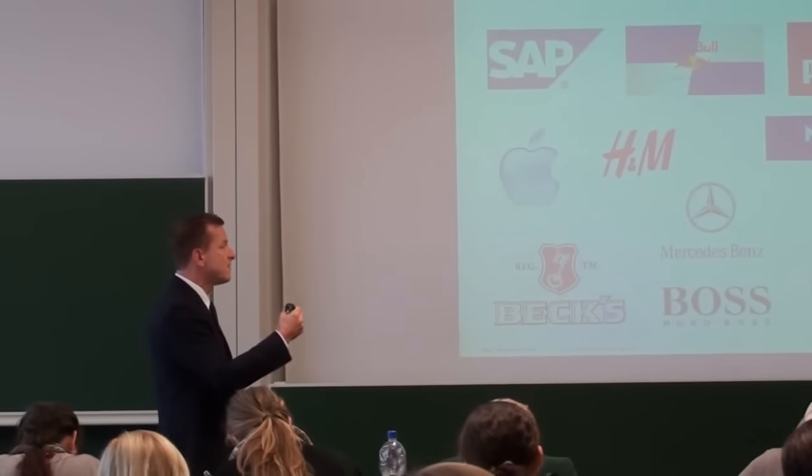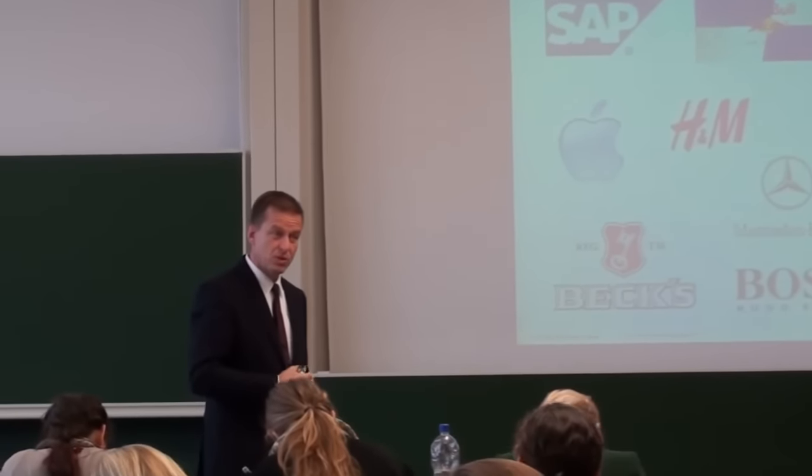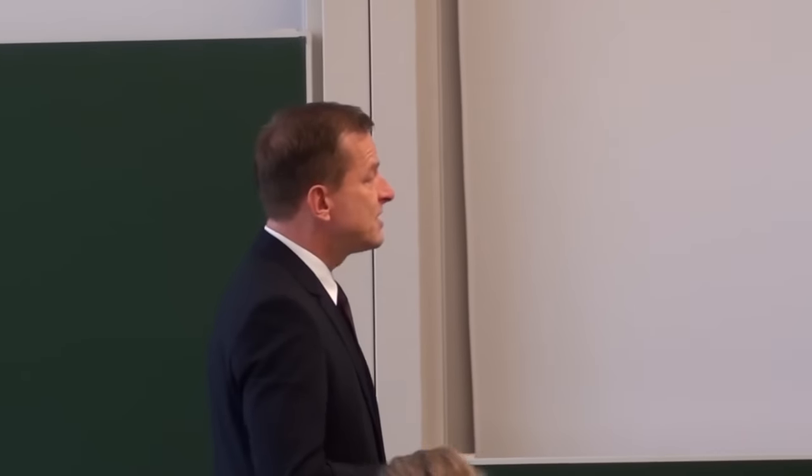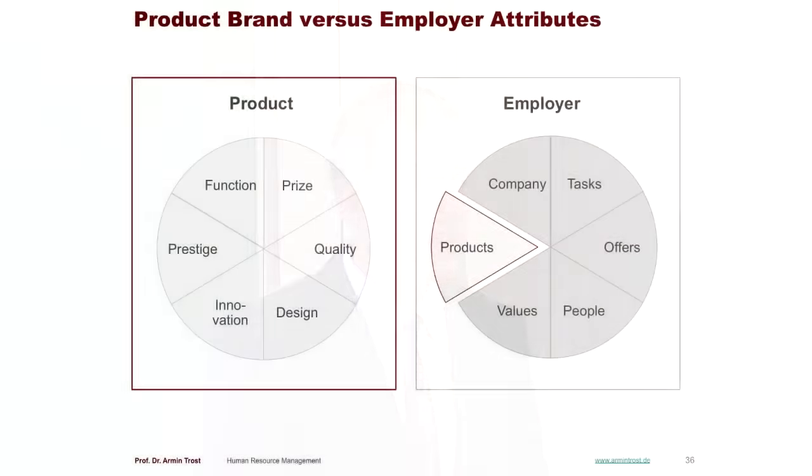But that at least is how the company wants to be seen and how the product should be seen. So this is about product brand. It has nothing to do with HR, right? It's about the product, it's about the company. And on the left-hand side here, you find these typical dimensions which we can look at when we talk about product brands or company brands. It could be about price, quality, design, innovation, prestige, and so on. So this is product brand, the promise related to the product.